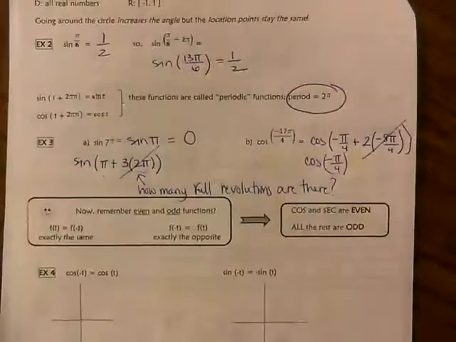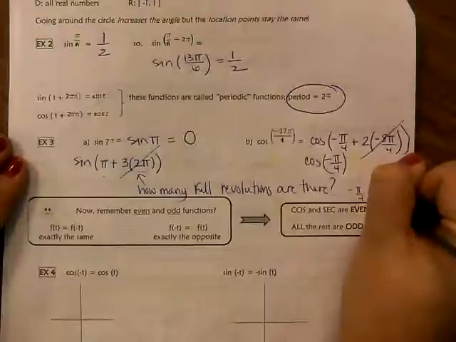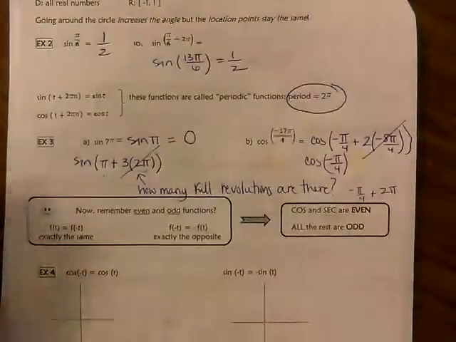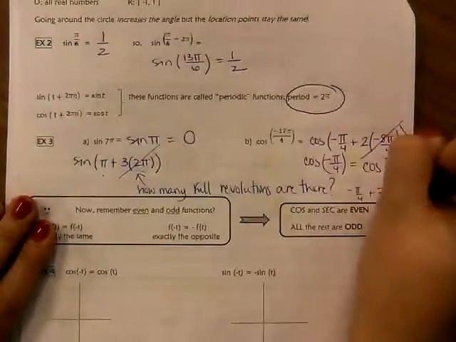Now, sometimes students don't like to look at it with a negative angle. It's confusing to them. If you don't like the negative angle, what can you do to make it positive and be the same thing? Just add 2 pi. The idea of a coterminal angle, if I don't want a negative angle, I can add a full revolution, right? So if I take this negative pi over 4 and I add 2 pi, which is the same as 8 pi over 4, then isn't this the same as the cosine of 7 pi over 4?